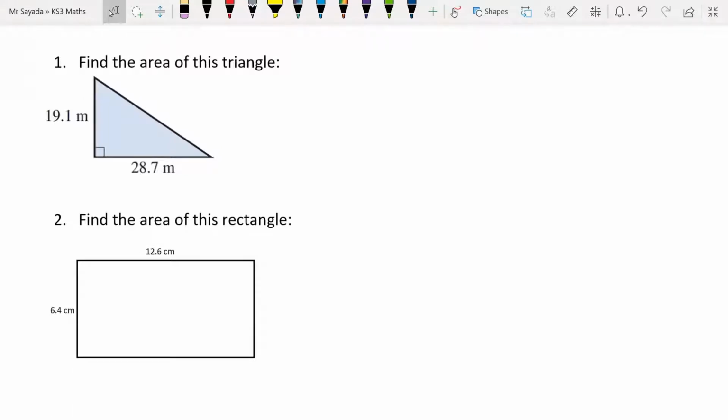Pause the video while you do them. Press play once you're ready. You should have now done these two questions. So I'm going to go through them because you need to know how to find the area of triangles and rectangles to find the areas of the compound shapes.